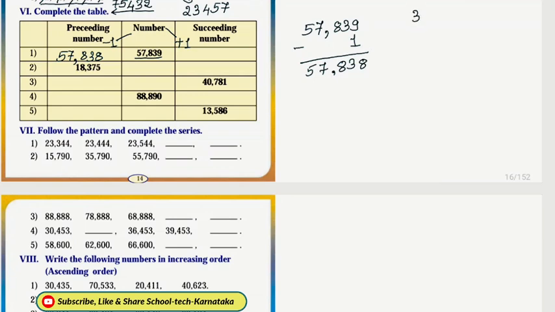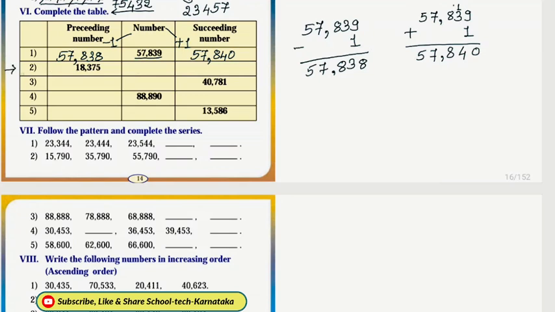And how do we find the succeeding number? We add 1 to the given number, 57,839. The succeeding number of this number is plus 1. 9 plus 1 is 10. I carry 1 and write 0 here. So 3 plus 1 is 4, 8, 7 and 5. It is 57,840. So the succeeding number of 57,839 is 57,840.